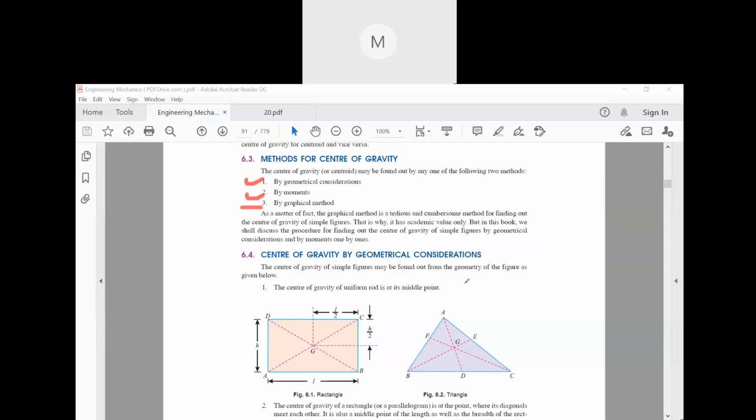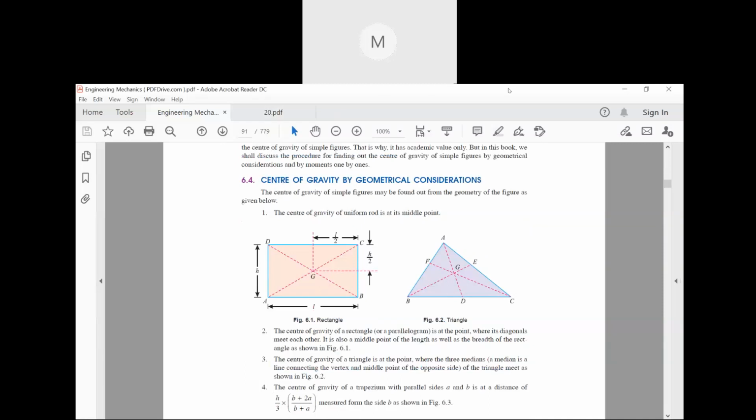Now, for a uniform rectangular figure, it will be at its middle point. You have to remember certain forms, like certain expressions we found out. So for a uniform rod, it is at its middle point. Or for a square, let's draw a square. So this is a square, right? So you have to simply find out the center of gravity.